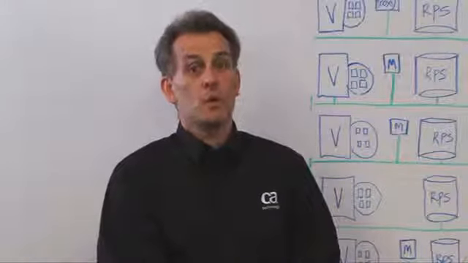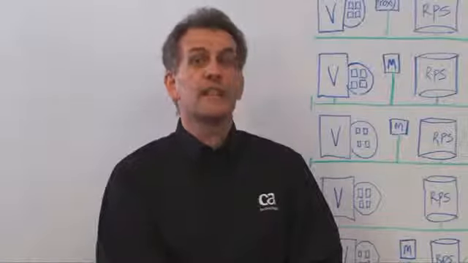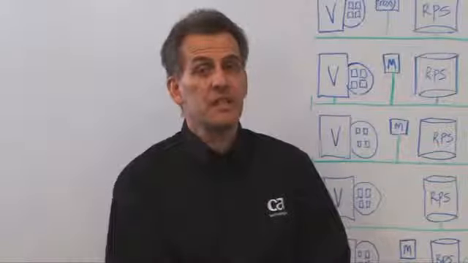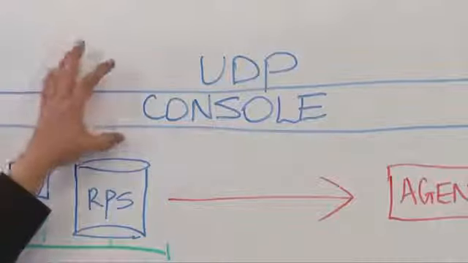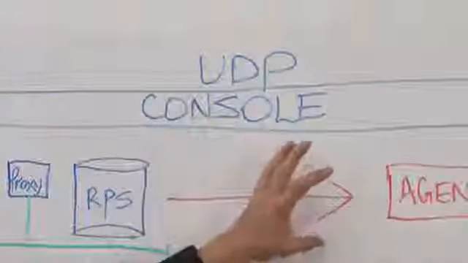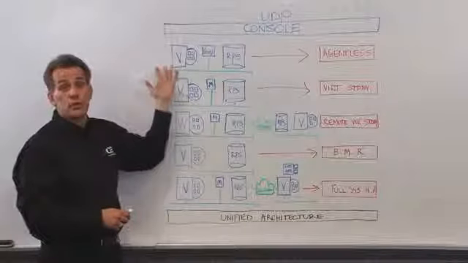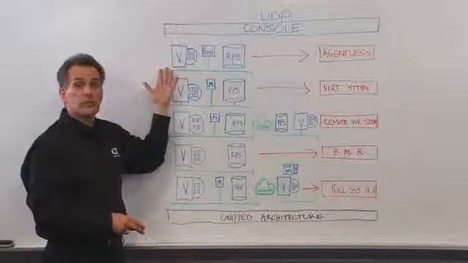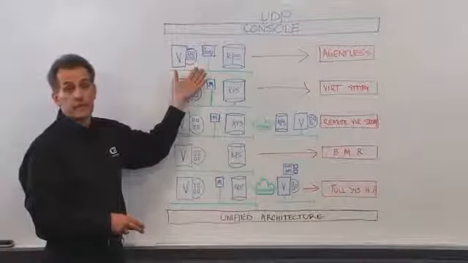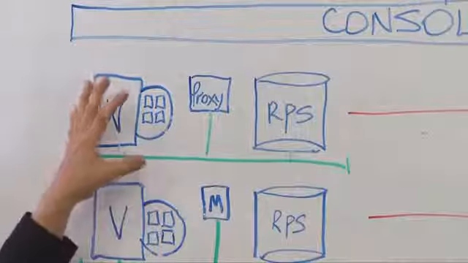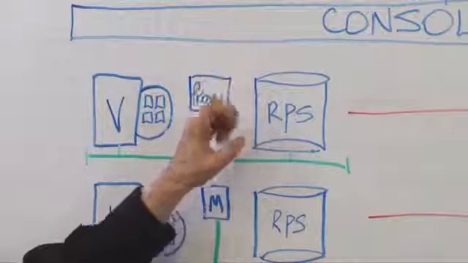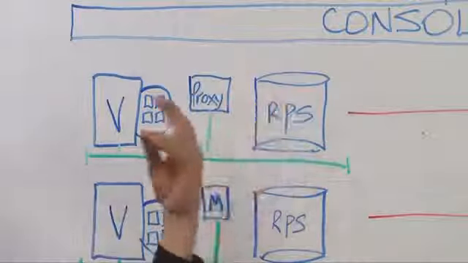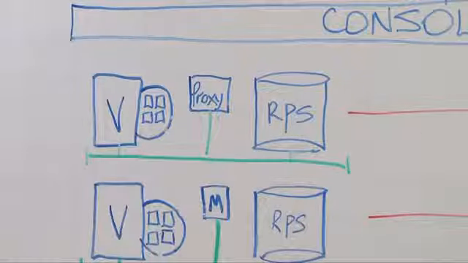In this video I will be whiteboarding CA ARCserve Unified Data Protection, or UDP, virtualization options. From the UDP console, we'll start first with agentless. This is truly agentless. Nothing is installed onto the hypervisor or onto the virtual machine. These agentless backups go through a proxy machine and are stored in the recovery point server. At the recovery point server, there's deduplication, encryption, compression.